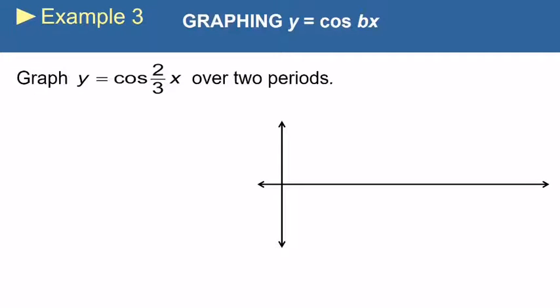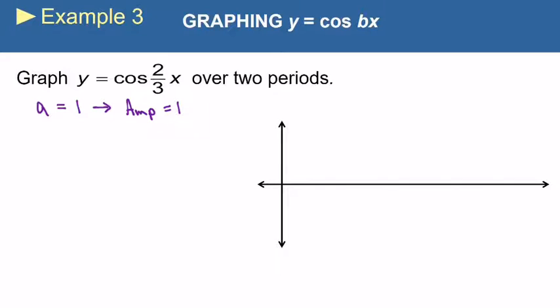Now let's practice a little bit. Y equals cosine 2/3 x, and we're going to graph 2 periods. So first let's analyze what's here. We've got our a equal to 1, and that means amplitude will be equal to 1.